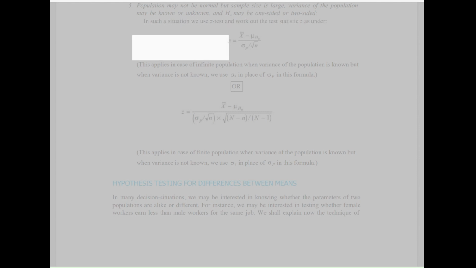Z equals 2. This applies in case of infinite population when variance of the population is known, but when variance is not known, we use S in place of sigma in this formula. Z equals 2. This applies in case of finite population when variance of the population is known, but when variance is not known, we use S in place of sigma in this formula.